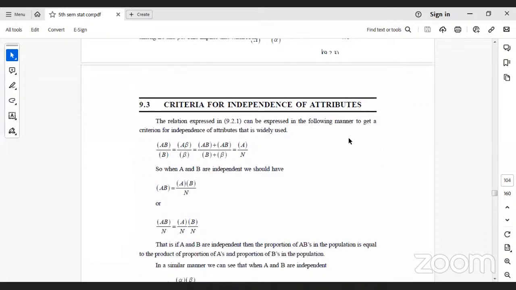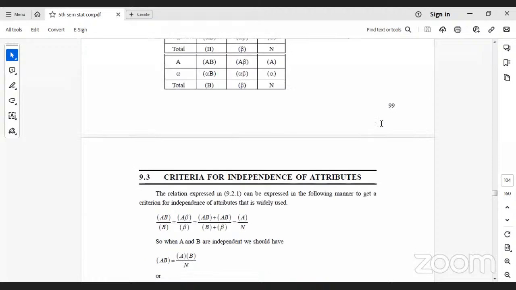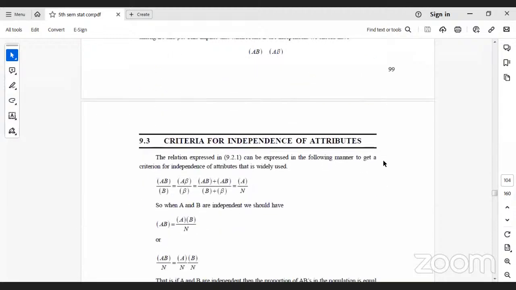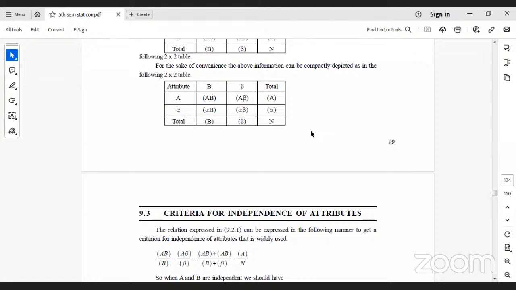So, the criteria for independence of the attributes. What are the attributes we are taking here? The relation expressed here: AB by B is equal to A beta by beta. We are taking AB by B plus AB by B, this is AB plus A beta, over B plus beta, which is equal to AB plus A beta. What is that value? Yes, very good, Puneet.